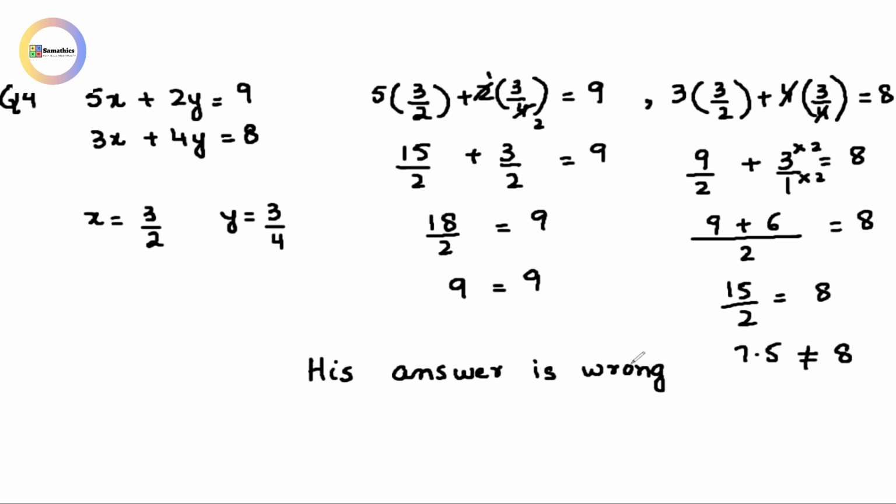That answer must satisfy both the equations because we are solving equations simultaneously. When we are solving equations simultaneously, it means that both the equations are satisfied by the same values of x and y. So if they are not satisfying both the equations, it means that the answer is not correct.